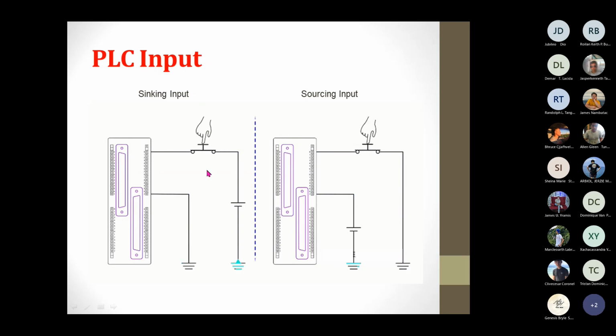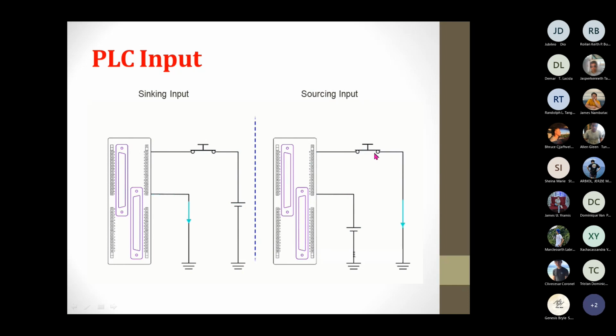Basically, if you look at the light blue line, we call the input syncing if it absorbs current from the source, and we call the PLC sourcing if it gives current. Take a look at this part here. In the syncing input, the current flows to the switch going into the PLC. In the sourcing input, the current goes to the PLC and then it gives the current to the switch.